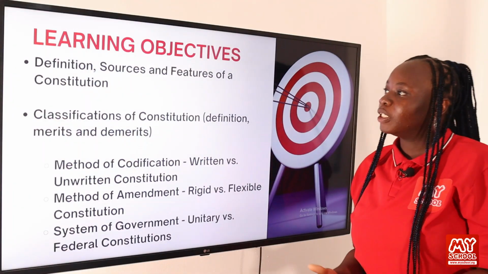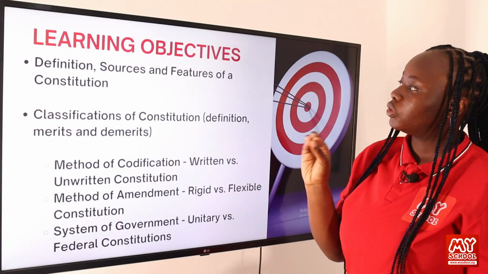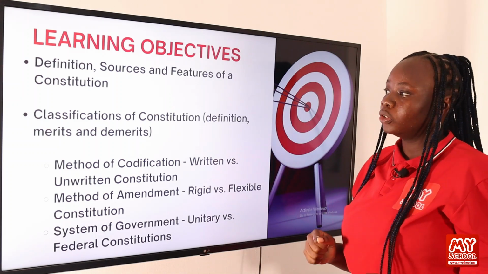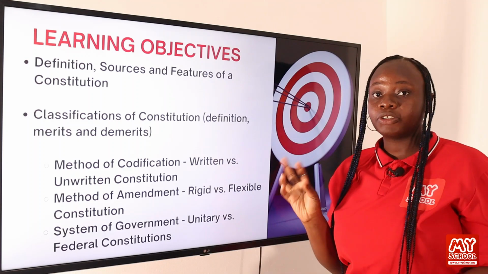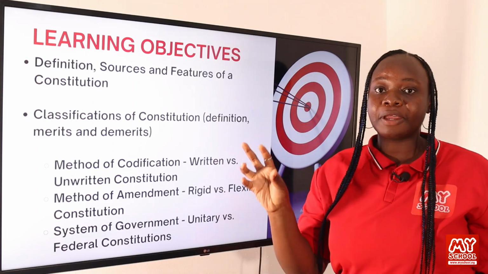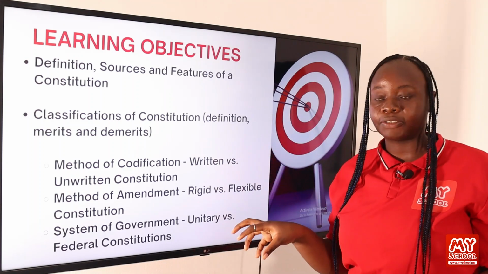Alright, so these are the learning objectives. We're going to begin with the definition, the sources, and the features of the Constitution. And then we're going to move on to the classification of the Constitution. Under each classification, we're going to discuss the definition, the merits, and the demerits of each of these classifications.